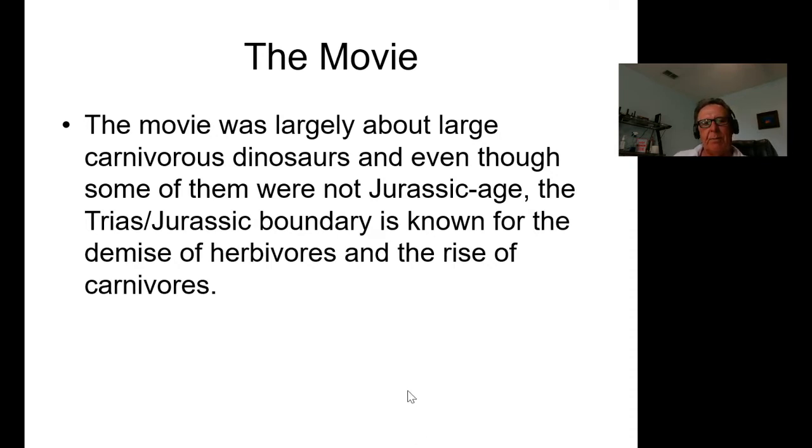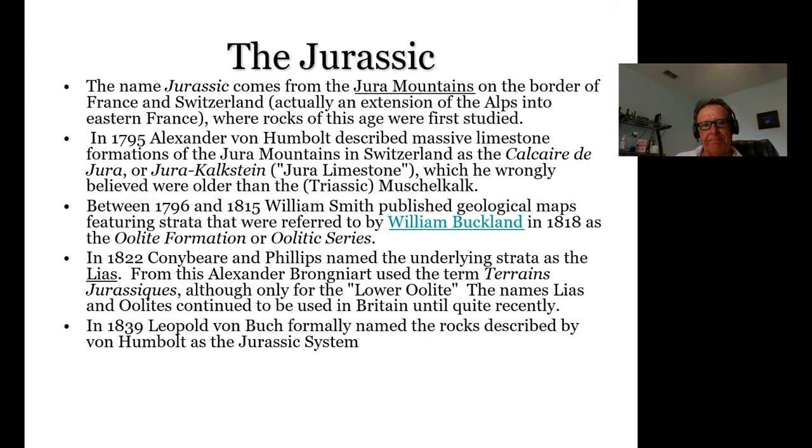And even though some of them were not Jurassic age, the Triassic-Jurassic boundary is well known for the demise of the herbivores and the rise of the carnivores. So during the Triassic, there were carnivores, of course, around, but they were generally smaller, not the ones that you see in the movie. These big, hungry carnivores. So herbivores went down in number, carnivores went up.